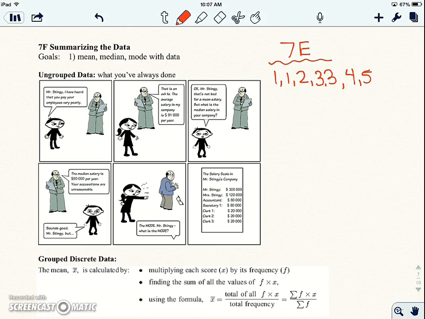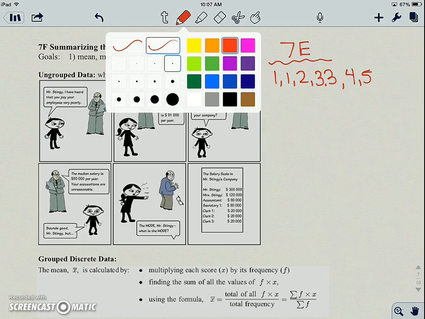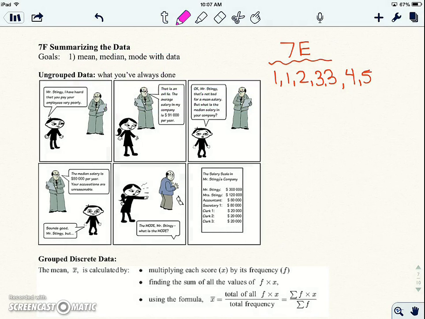All right, 7F, summarizing the data. First, the goals say mean, median, and mode with data, but that's actually for 7E, because 7F is with group data. So 7E is just a review of what you should already know, okay?